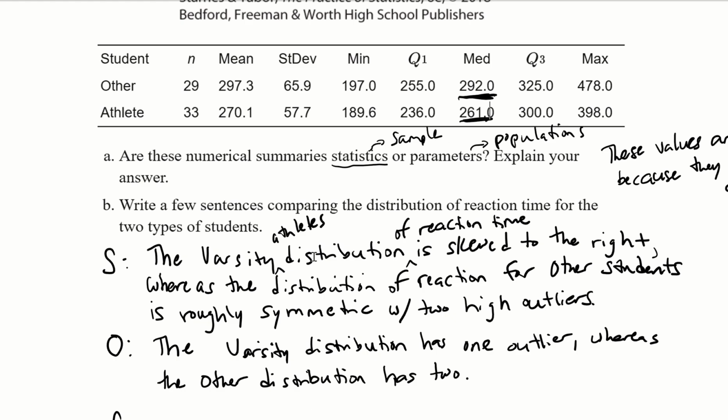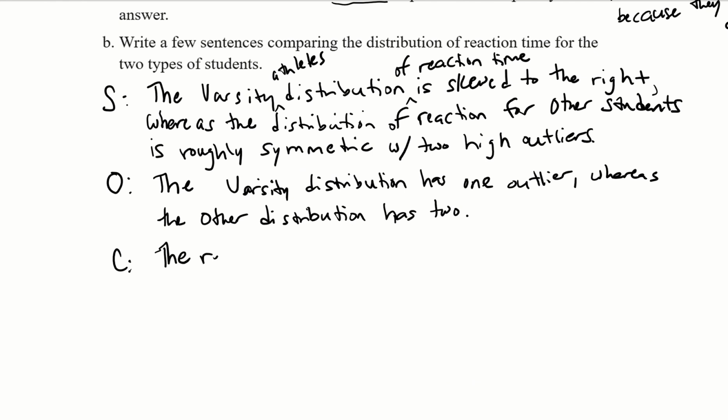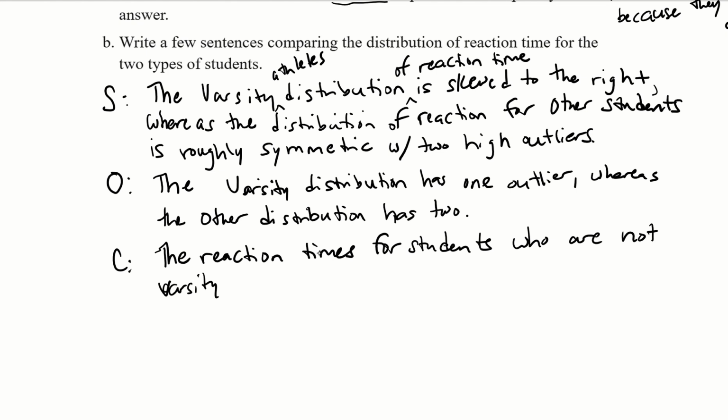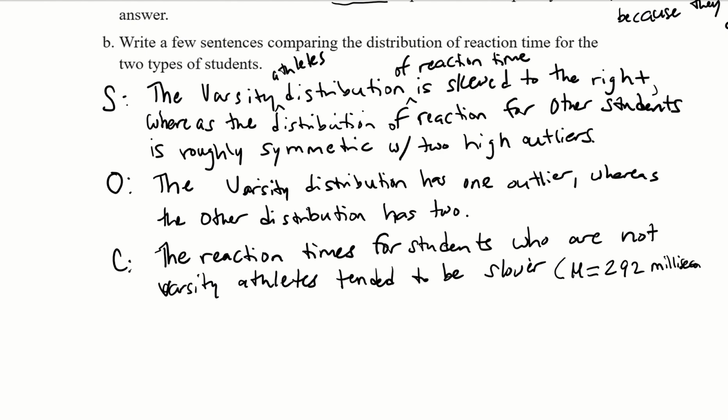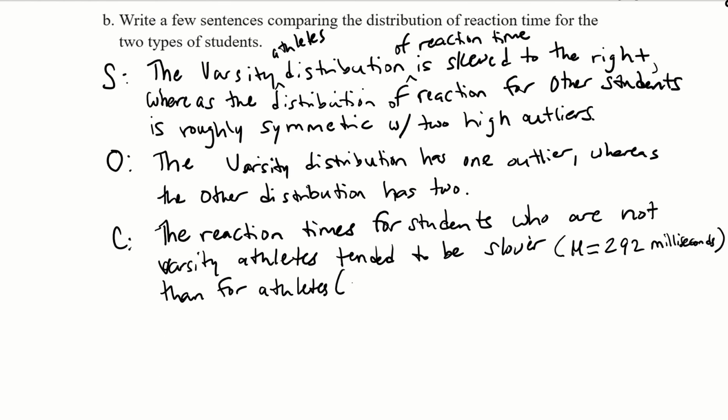Okay, so we're going to say the reaction times for students who are not varsity athletes tended to be slower. In this case, we would say that the median was 292 milliseconds than for athletes, which was 261 milliseconds.